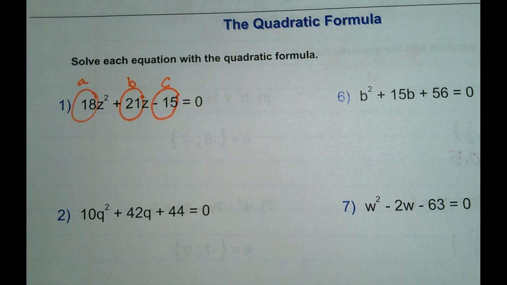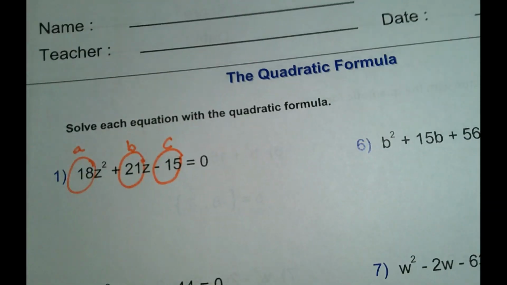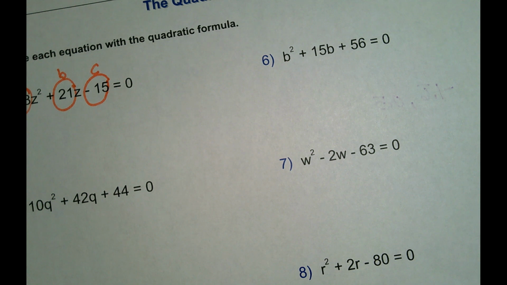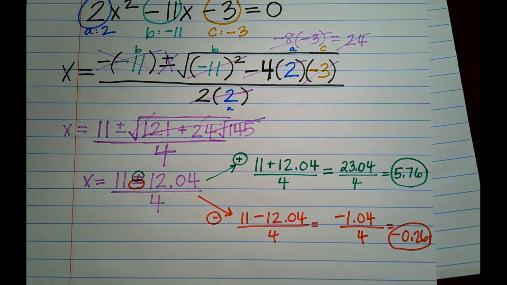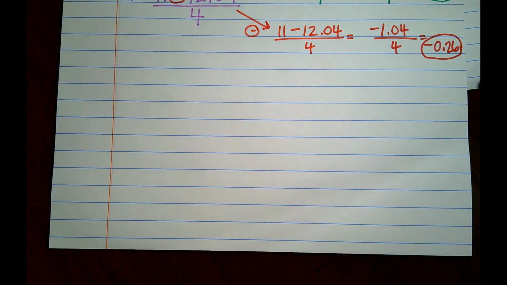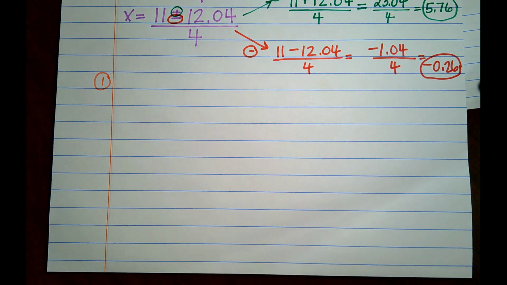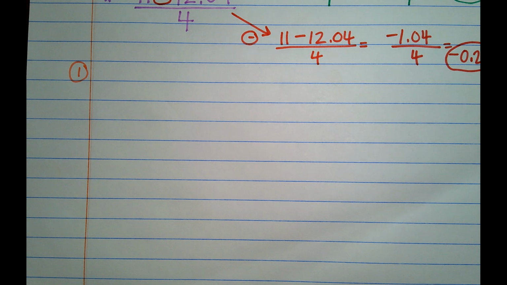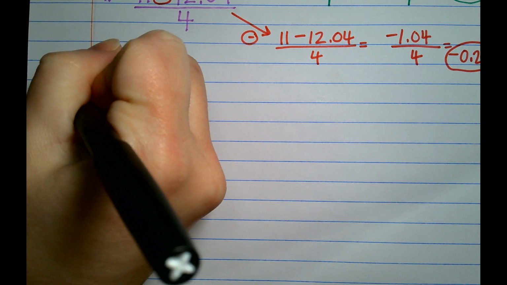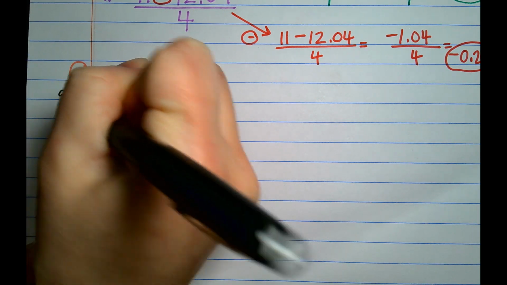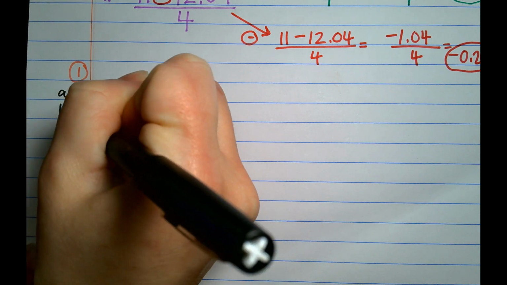-15. Okay, now I am going to do my work on a separate page because there's not a lot of room on this worksheet. So I'm going to go back to the notes I was writing on and see if we can fit it all on here. So this is number 1. Okay. I'm just going to copy down the values of A, B, and C. Our A was 18, our B was 21, and our C was -15.